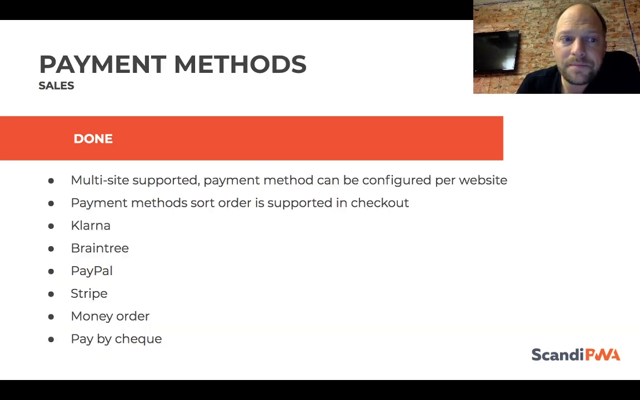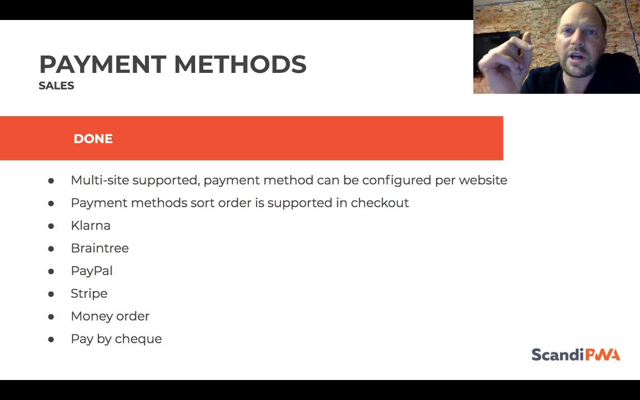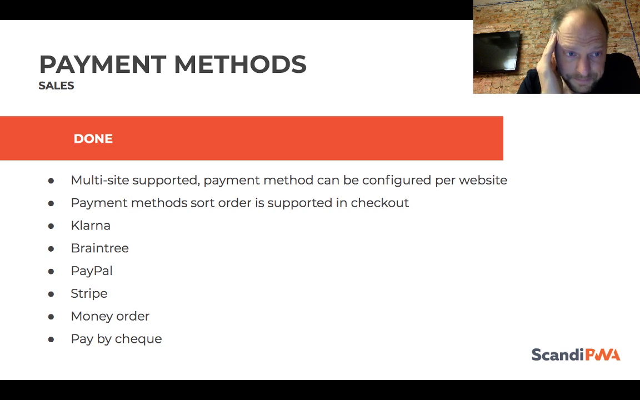Payment methods. Good news over there. We already support multiple of them, and there are a few dozens coming once we release the extension mechanism. Payment method reordering is supported in checkout. If a given store has, for example, Klarna, Stripe, and Braintree, you can prioritize Klarna and put it first, or prioritize Stripe. So it works. You change it in the backend. You need to flush cache for this purpose, I think, and then you will see the result in the front end.